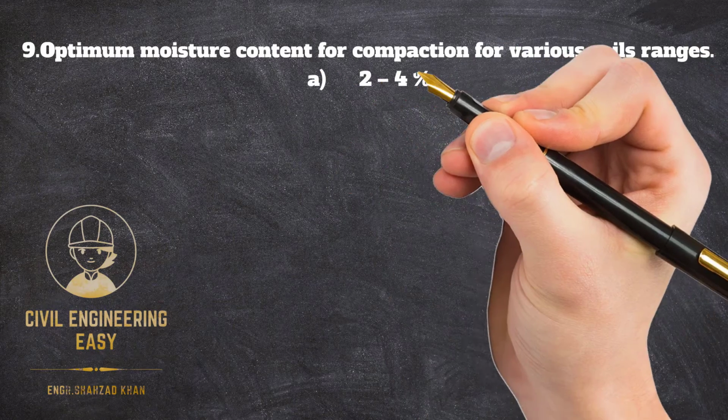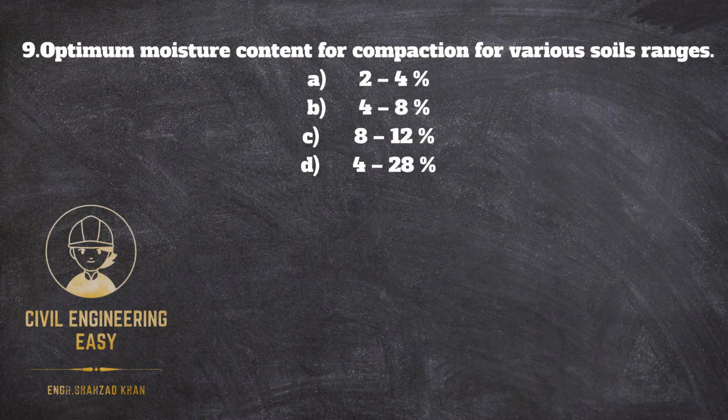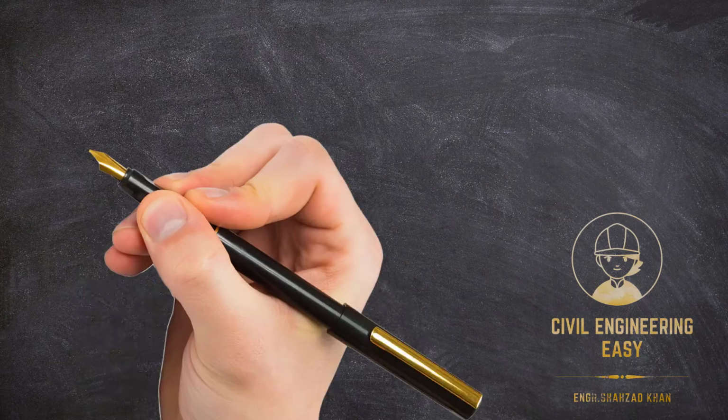In MCQ number 9, the optimum moisture content for the compaction of various soil ranges is: 2 to 4%, 4 to 8%, 8 to 12%, and 4 to 28%. Optimum moisture content is the water content at which the soil attains maximum dry density. Maximum dry density is the dry density of soil corresponding to optimum moisture content. For various soils, its range is 4 to 28%.